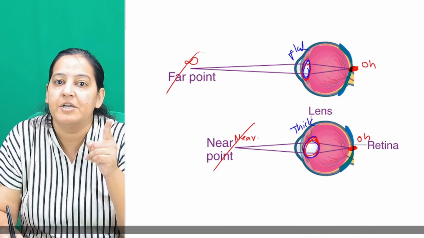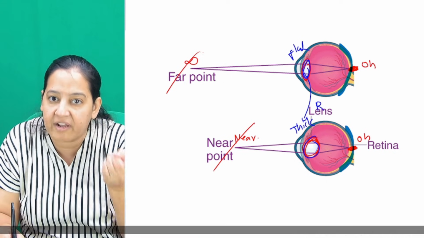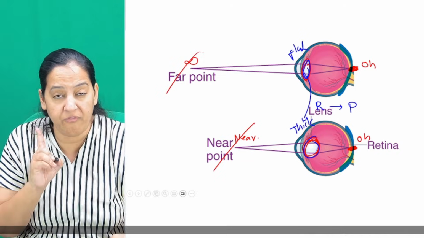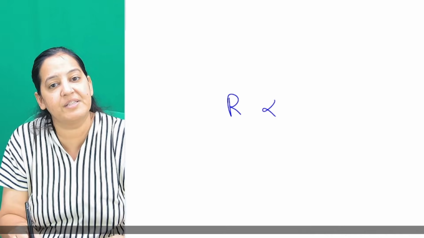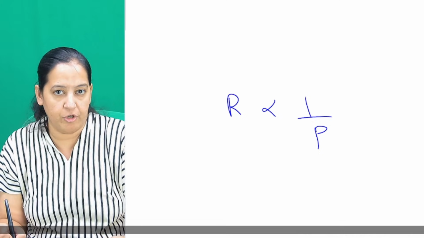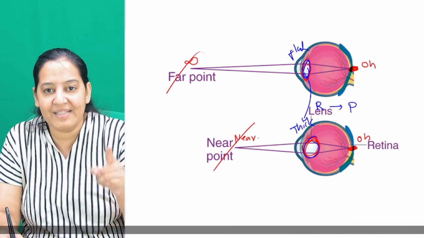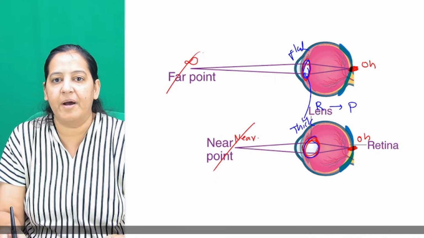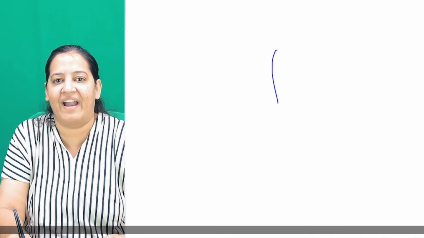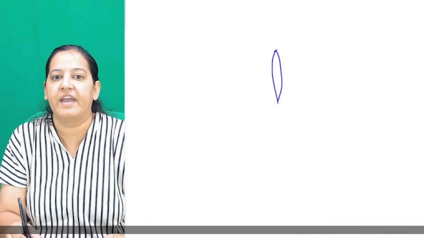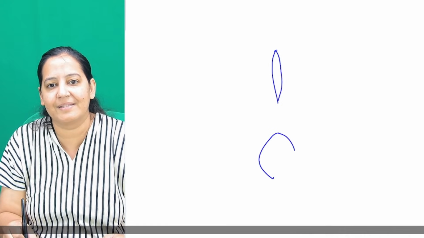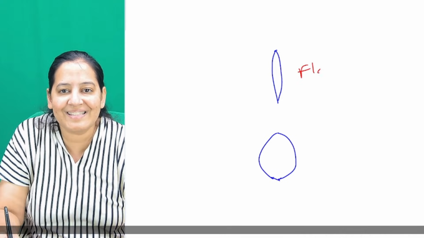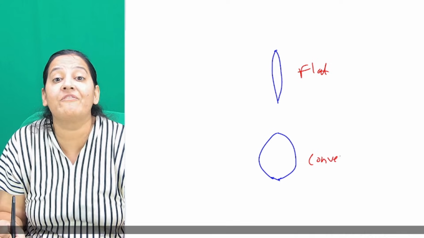So by changing its radius of curvature, the lens is changing its power. I told you a formula in my last session: radius of curvature is inversely proportional to power. You're getting it. So the lens is reducing its radius of curvature and increasing the power. Can you see the two diagrams? In the first diagram, the lens is flattened like this when the object is at infinity. When the object comes closer, the lens becomes thicker. The lens becomes convex. This is known as a flat lens and this is known as a convex lens.